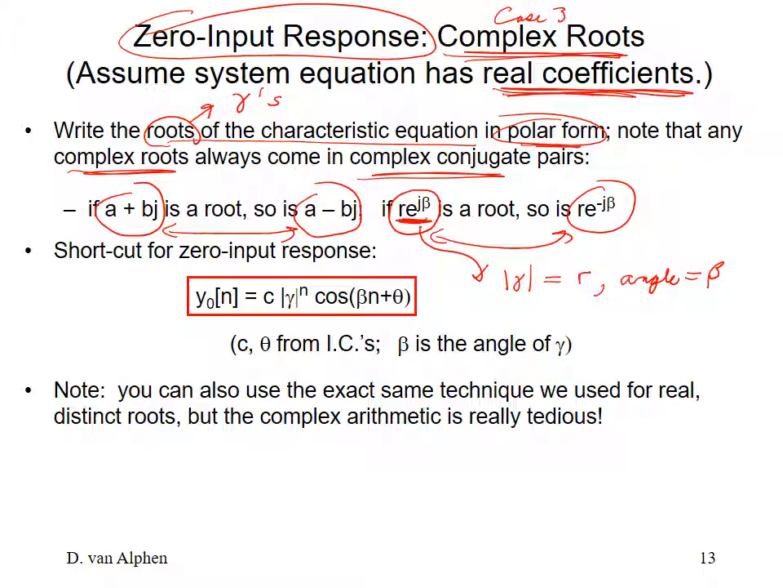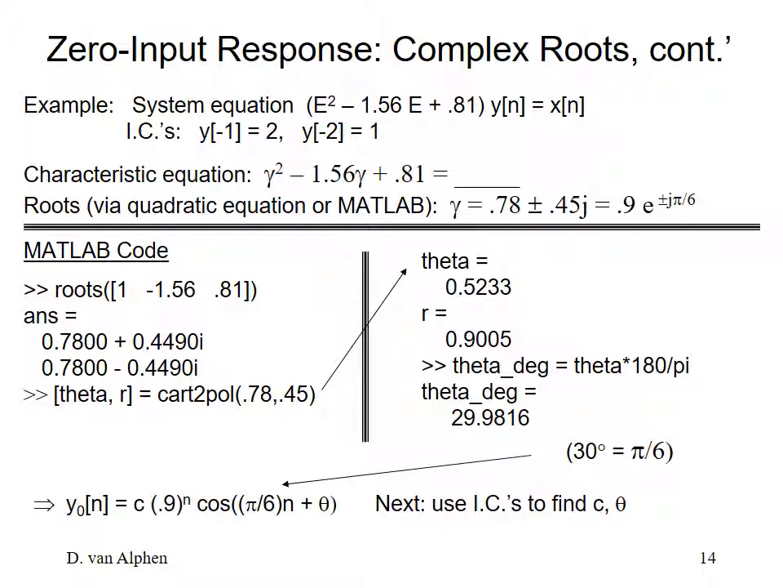And remember, the little note over here says you could do the exact same technique we used for real distinct roots, but the arithmetic becomes really, really horrendous for complex numbers. So I wouldn't suggest that. I would suggest that you use the shortcut. Okay, let's do an example.